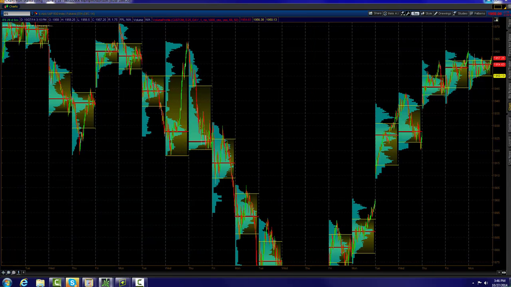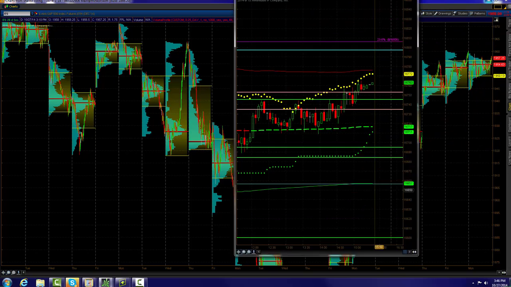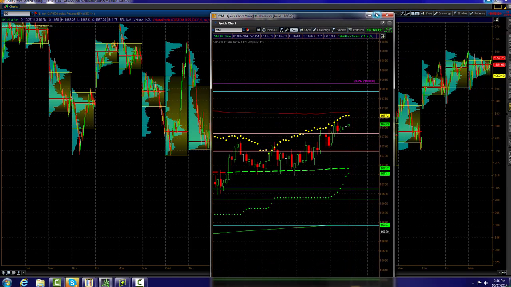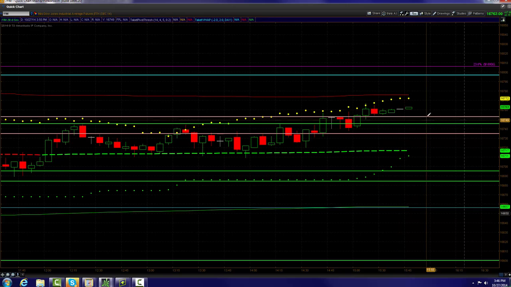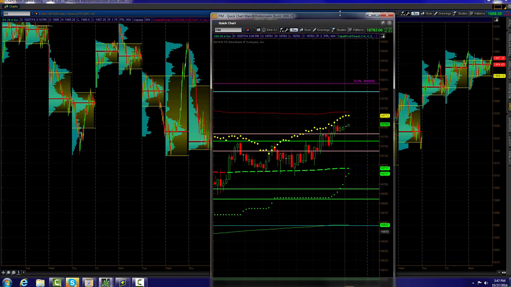But here's another thing that I wanted to show you. These beige lines are the IB, the initial balance period for London. That's the first hour of trading. This is the Dow, and the Dow closed above the initial balance period from last night.